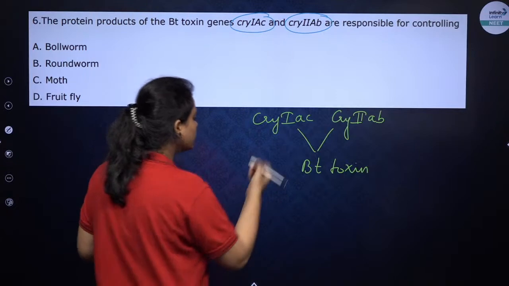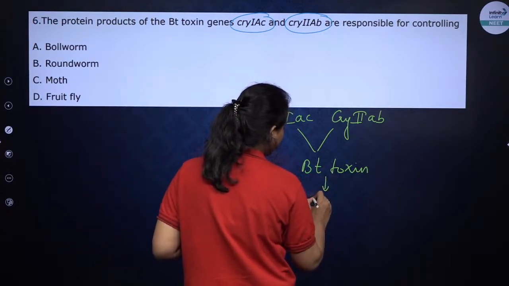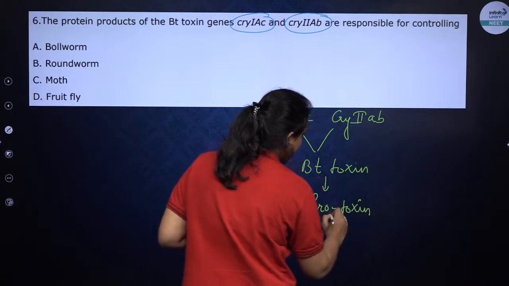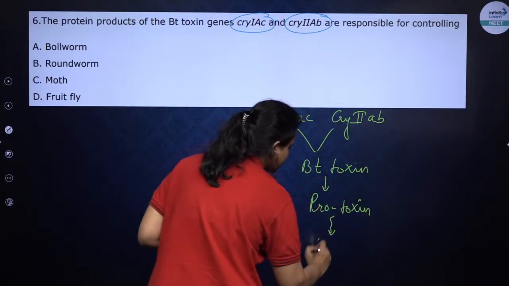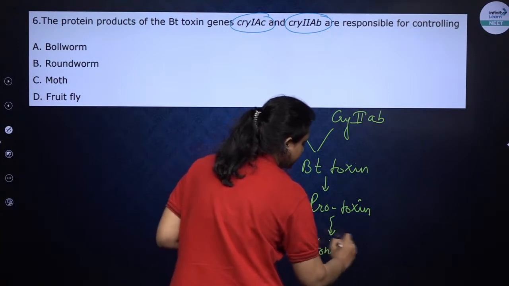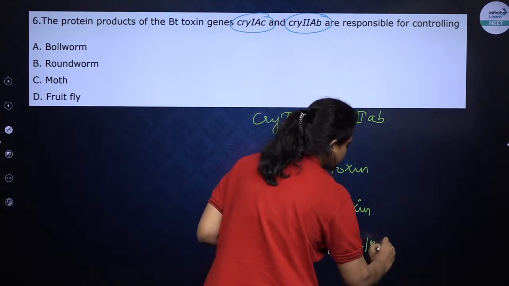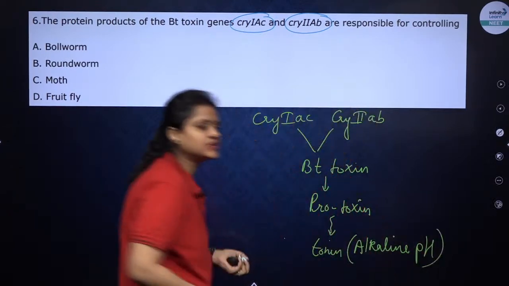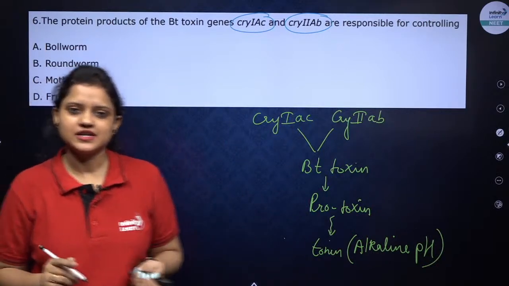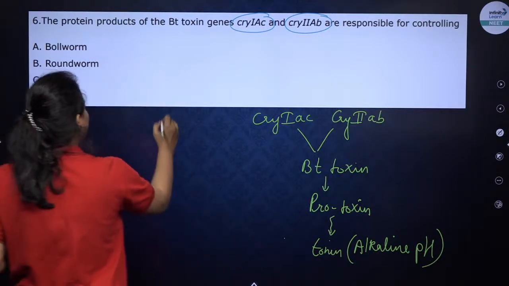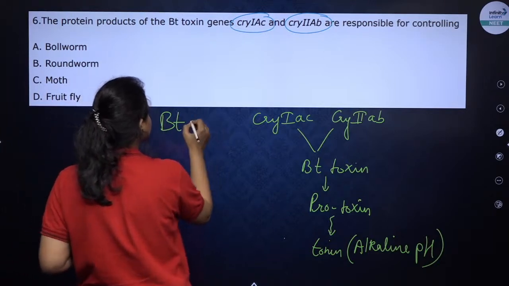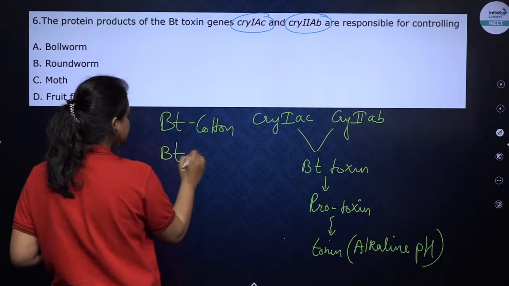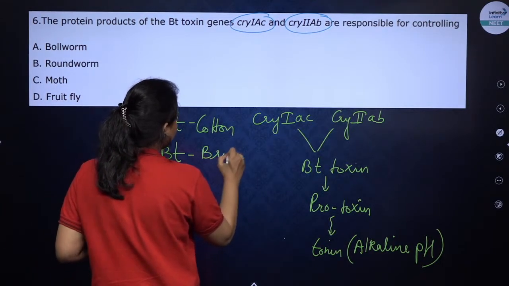So let's write it down. Bt toxin is present in the form of protoxin, and this protoxin will get activated due to the alkaline pH of the gut of insects, right? So what all plants have been made with the help of this? One is Bt cotton and the other one is Bt brinjal, right?